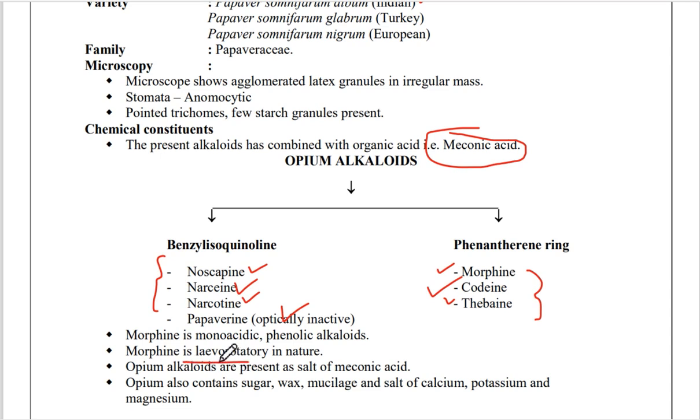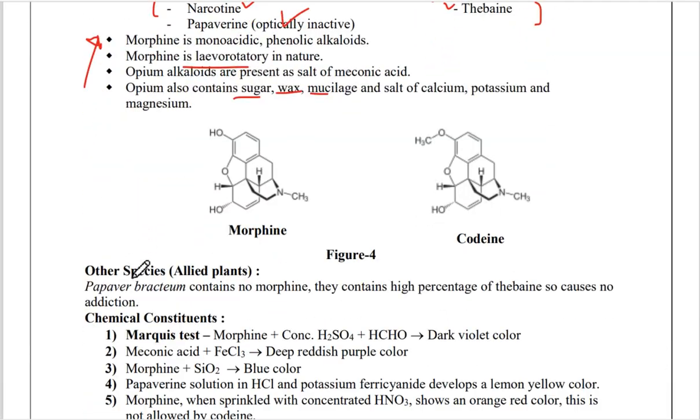Okay, this is a monoacidic phenolic alkaloid. This is laevorotatory in nature, very important for MCQs. It contains sugar, wax, mucilage, and salts of calcium, potassium, and magnesium. Okay, this is the structure of morphine and codeine, which you have also seen or practiced in your earlier semesters. Okay, now the other allied species is Papaver bracteatum, which contains no morphine, but they contain a high percentage of thebaine, so it causes no addiction.